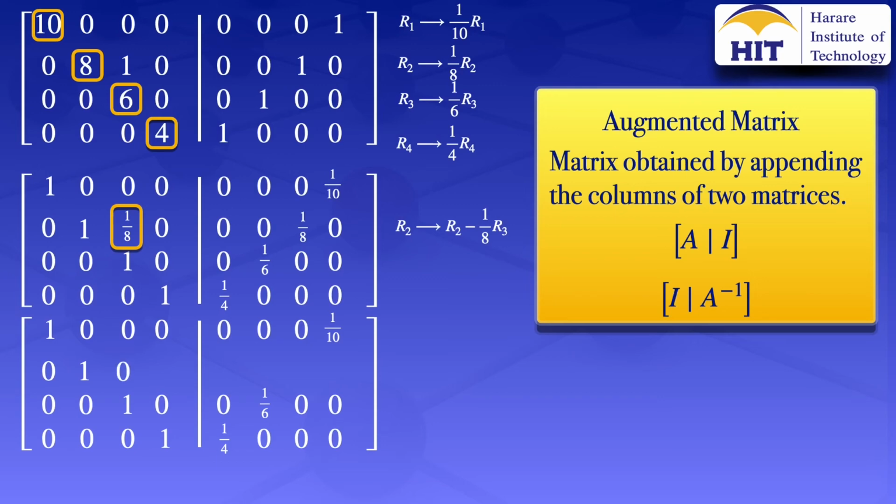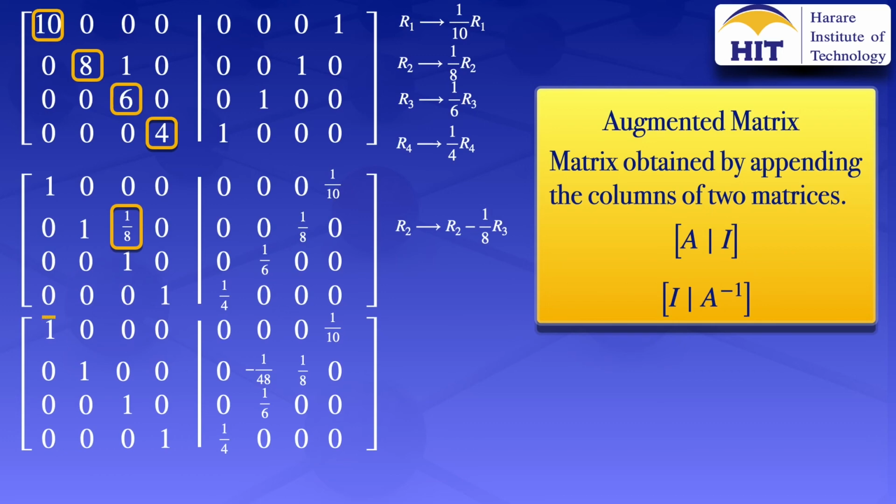Then for the next one is 0 minus a 0 is a 0. For the next one is a 0. And for the next part now, we are having a 0 minus 1 over 8 times 1 over 6. So it will give us minus 1 over 48. And then for the next one, it will be just 1 over 8 minus a 0 is 1 over 8. Then for the next one, 0 minus 0, it gives us a 0.